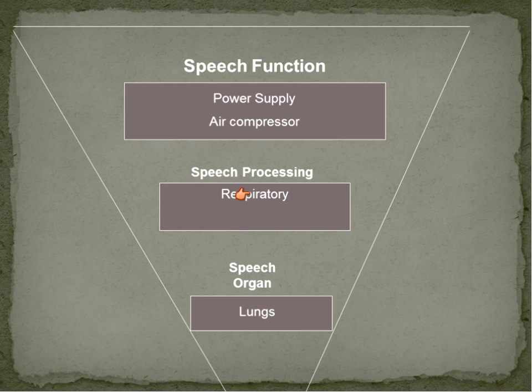Its process is respiration, and its function with regard to speech is providing power supply, or it functions as an air compressor. When we speak, in order for our vocal folds to vibrate, we speak on exhalation. So we use carbon dioxide as we exhale to set our vocal folds into vibration. So the speech organ is the lungs, its process is respiration, and its function is a power supply, or to function as an air compressor.